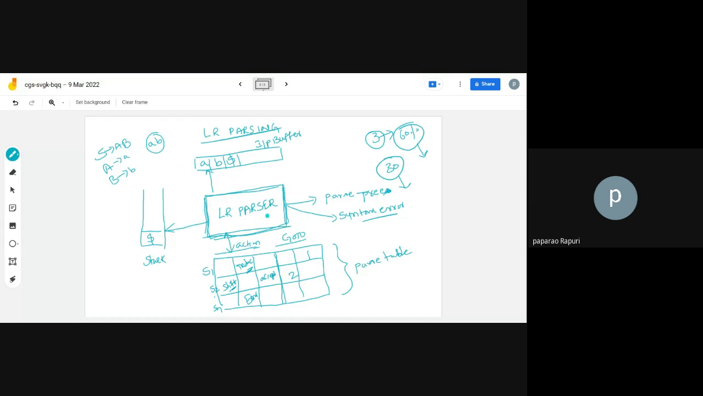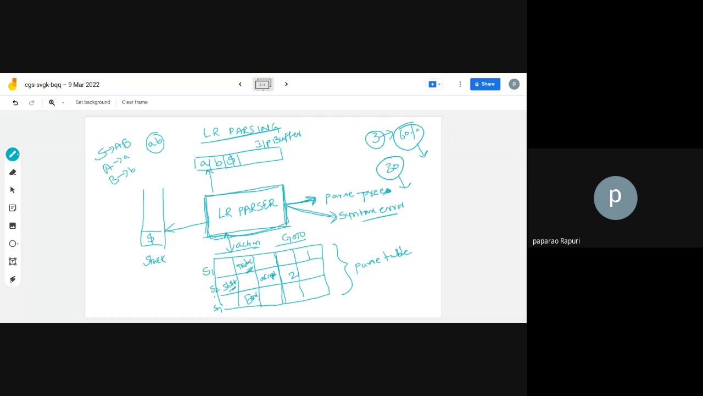The parser is the algorithm which needs to produce the parse tree. If it is not successful, in that case it produces a syntax error, because if a string does not satisfy the structure, then it produces syntax errors. In previous classes, I discussed syntax errors also: how we can find them, and when we say that the given input has a syntax error.